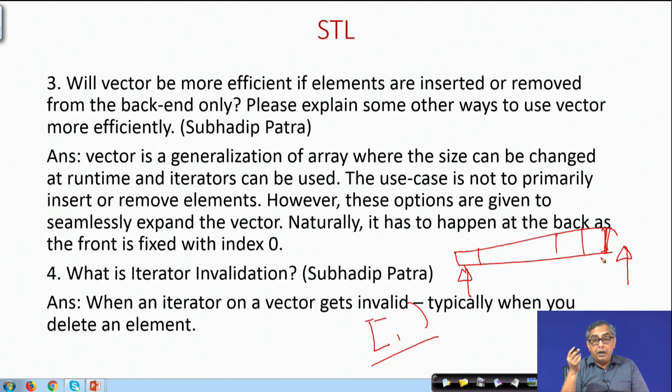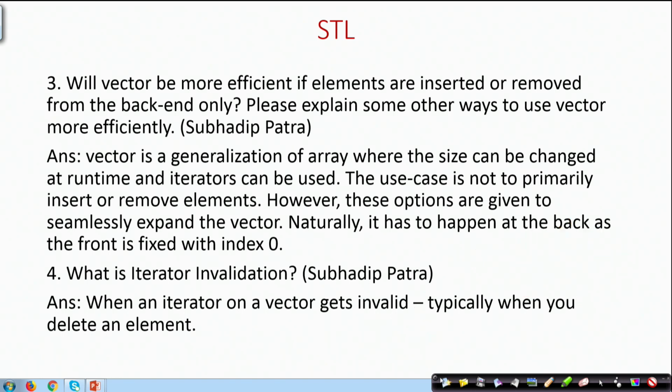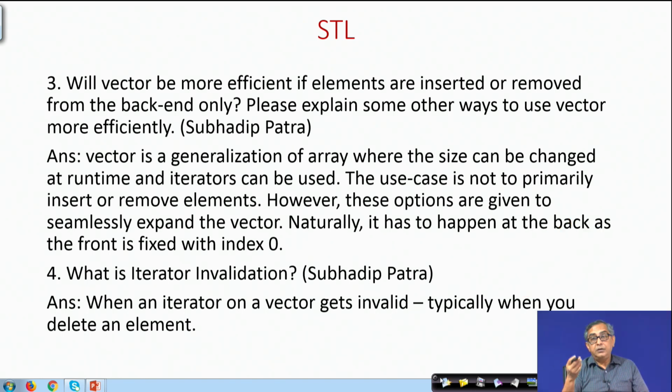Now, if after that you have made certain changes here, for example, if you have deleted one element, then naturally this iterator cannot work with the same information with which it was created. So, it becomes an invalid iterator, and that process is called iterator invalidation.